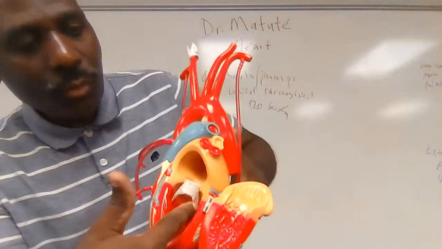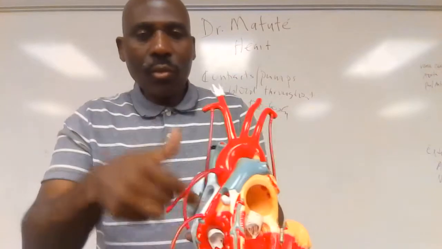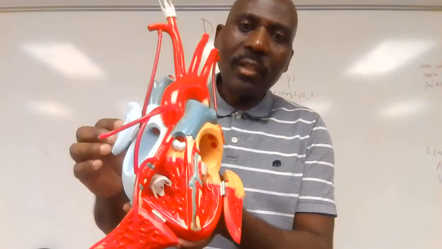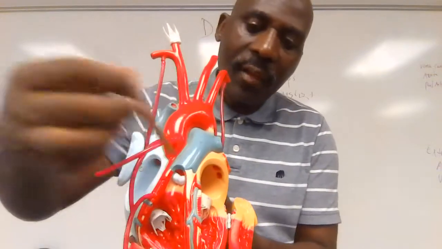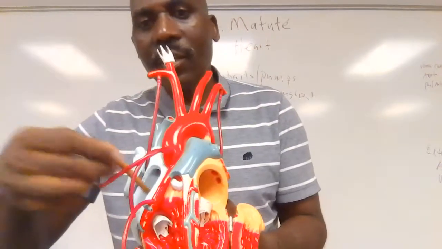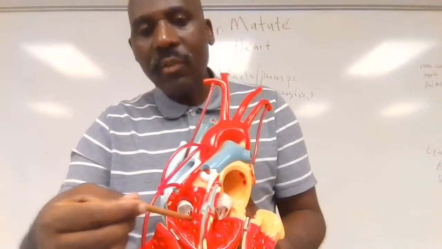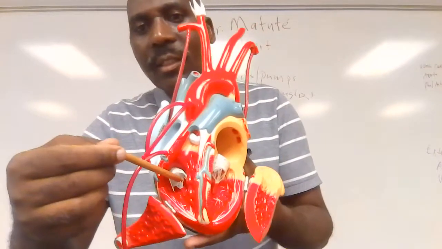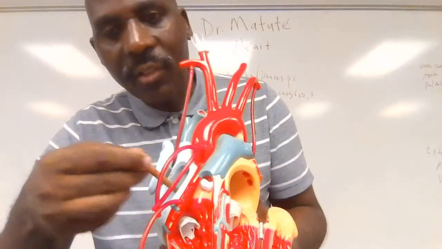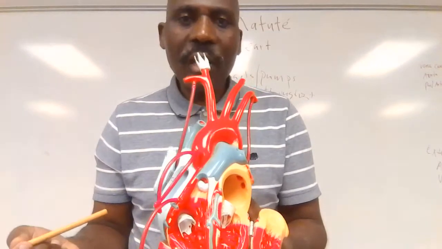The upper chambers, or the superior chambers, are called the atria. So this is the left atrium and this is the right atrium. Over here, left ventricle, right ventricle. So these are the 4 chambers of the heart.